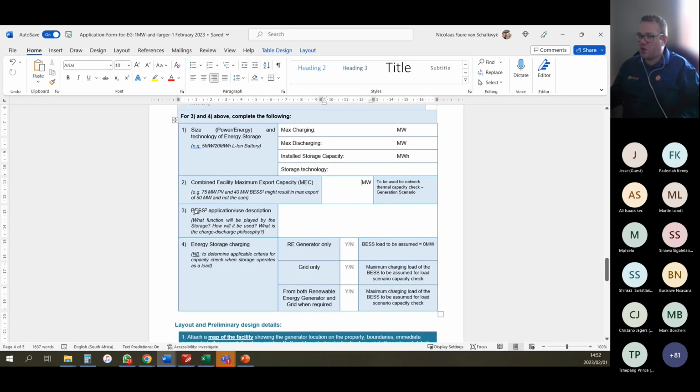And then in terms of the BESS, or the battery energy storage systems, as they call it, they want to know, okay, so you're going to install this battery system. What is it going to do? How is it going to work? So again, some form of philosophy.